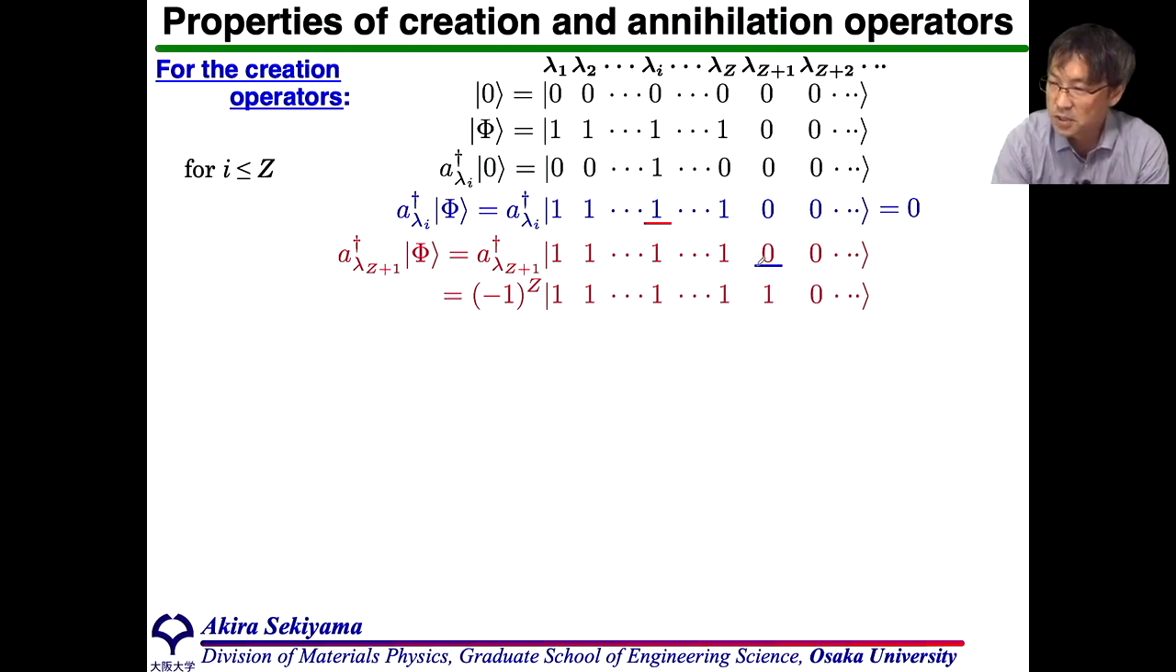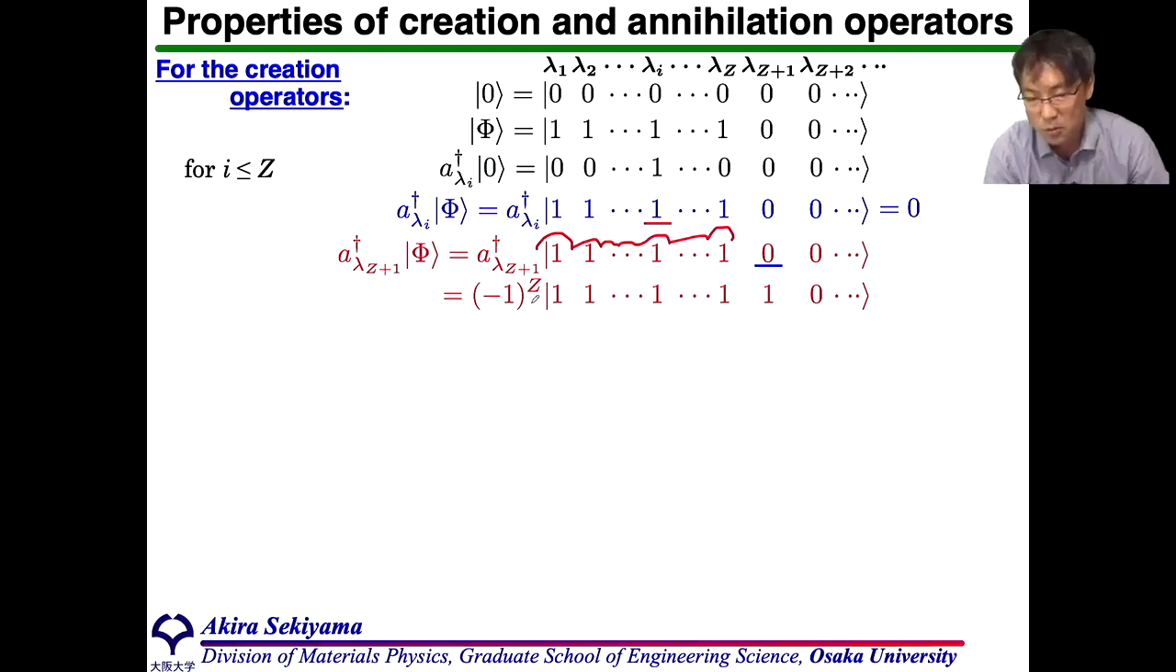One electron is created in the empty state, lambda z plus 1. So in order to reach this state with this creation operator, we go through 1, 2, 3, 4, 5, up to i, and z times. Therefore, we define this state not simply as this one, but multiplied by this factor.